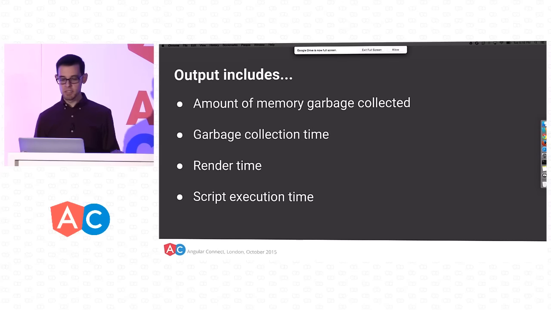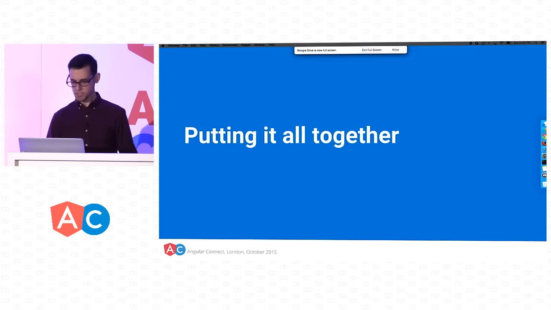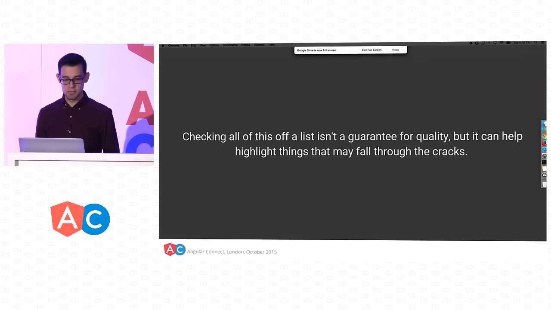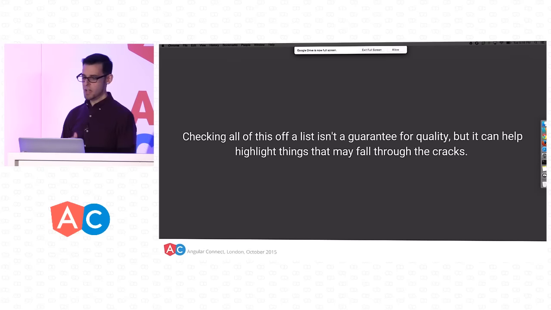For a component that's going to be consumed by other people, having a test like this can not only prove that you care about speed, but gives users confidence that performance isn't going to degrade over time as you come out with new versions. And so putting this all together, what I really want the takeaway from this to be is that checking off everything on a list isn't a guarantee for quality, but it can really help highlight things that may fall through the cracks, and by following it, you can have yourself a formula that sets you up for success.